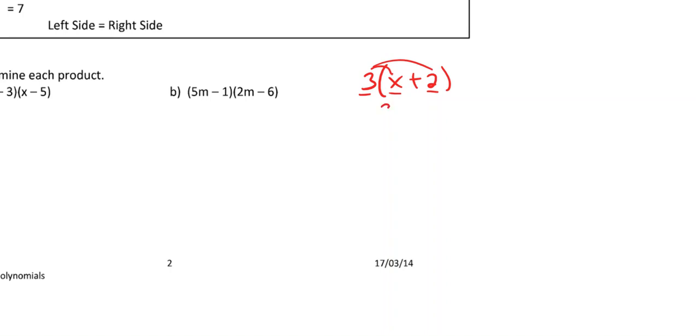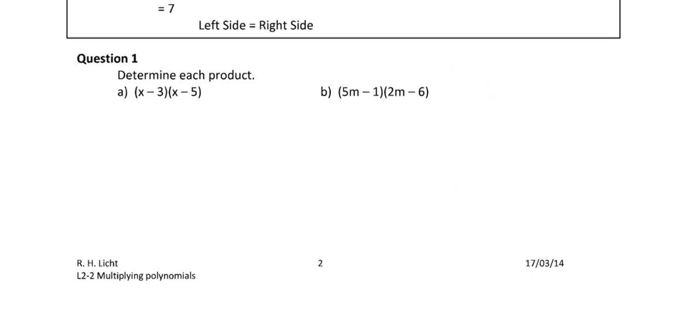So that there would just be 3x, right? Just the first one, 3 times x is 3x. And then 3 times 2 is positive 6, so plus 6. Okay? So that's a more simple example there. Now what we're going to do, we're just going to do it with 2 binomials. So I'm going to write this out so we just have a bit more room. So x minus 3 and x minus 5.